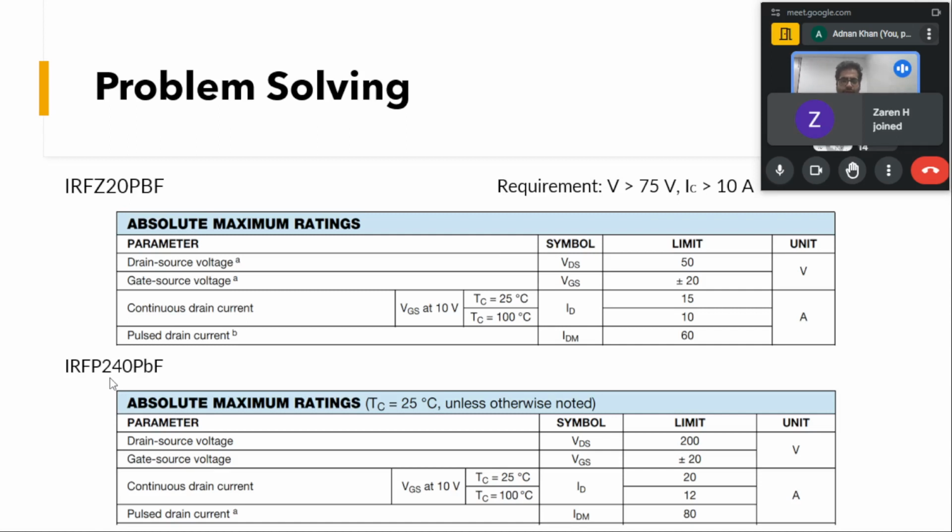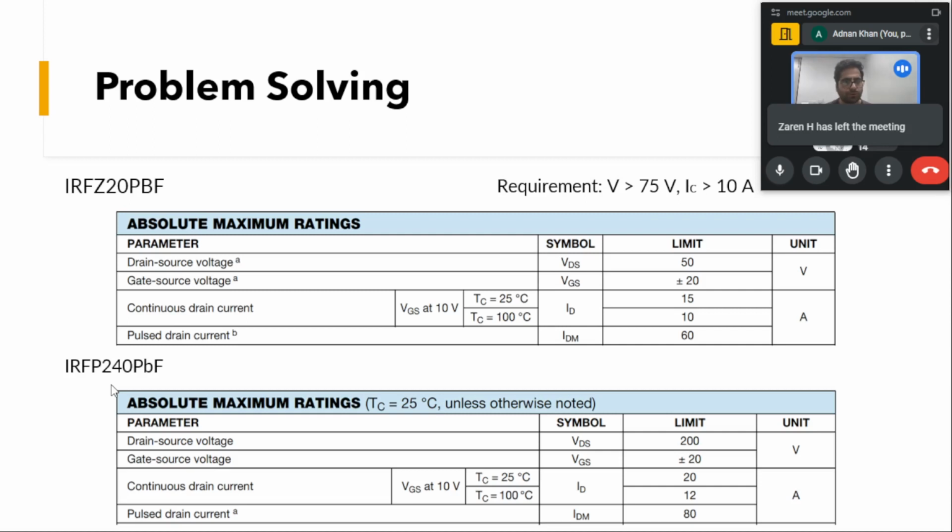Now if we look at the other device, the drain source voltage can block up to 200 volts. It is able to handle up to 200 volts, so it satisfies the voltage rating. Now we'll look at the continuous current rating. The continuous drain current rating is 20 amps at 25 degrees and 12 amps at 100 degrees, so it is able to satisfy this second condition as well. So we shall choose this MOSFET, IRFP240PBF.